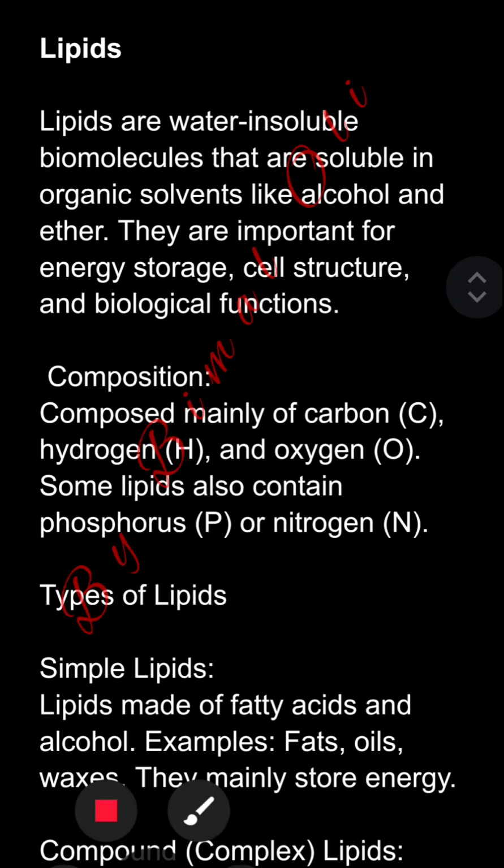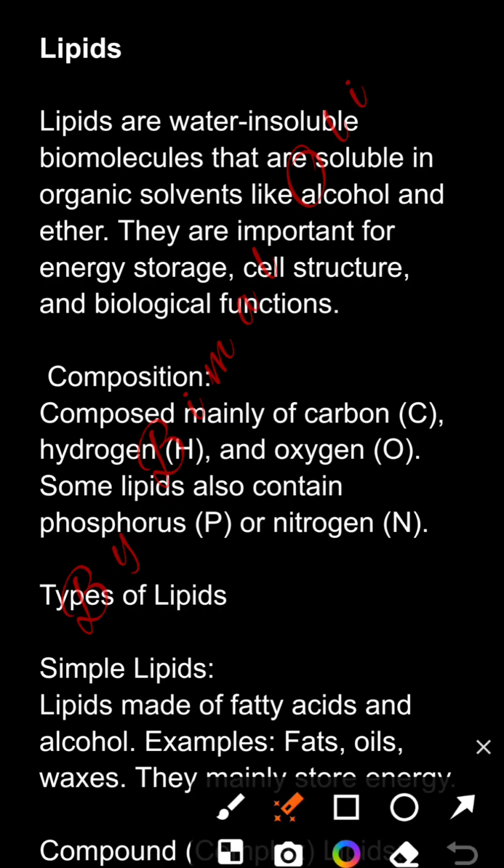Now lipids, another important nutrient for our body to run our biological cycle. Lipids are water insoluble biomolecules that are soluble in organic solvents like alcohol and ether. They are important for energy storage, cell structure, and biological function. The major composition of lipids are carbon, hydrogen, and oxygen. Some lipids also contain phosphorus and nitrogen.